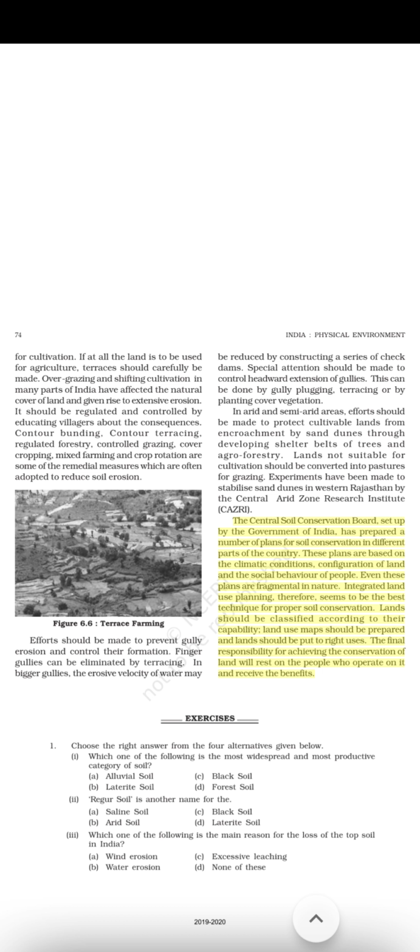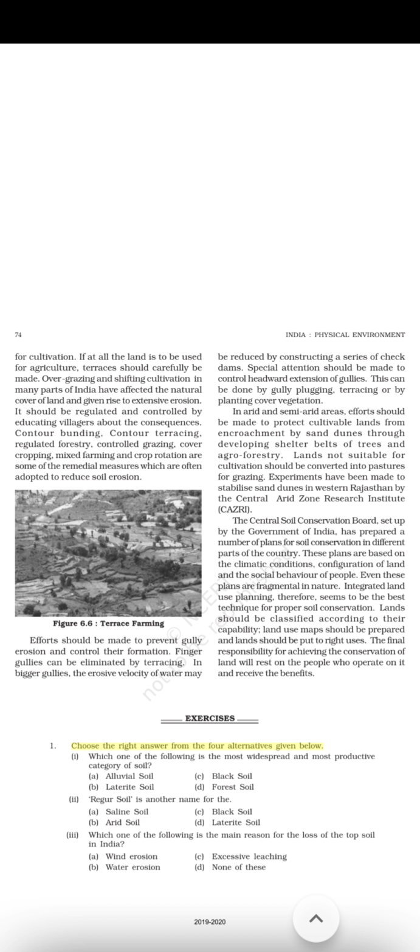Lands should be classified according to their capability, land use maps should be prepared, and lands should be put to right use. The final responsibility for achieving the conservation of land will rest on the people who operate on it and receive the benefits. Figure 6.6, Terrace Farming.